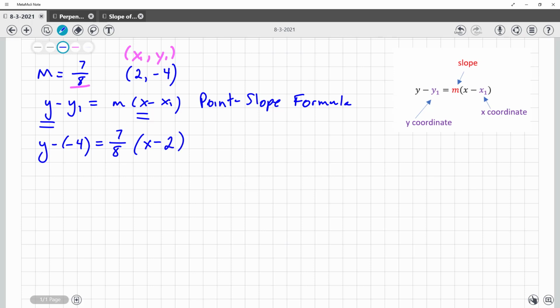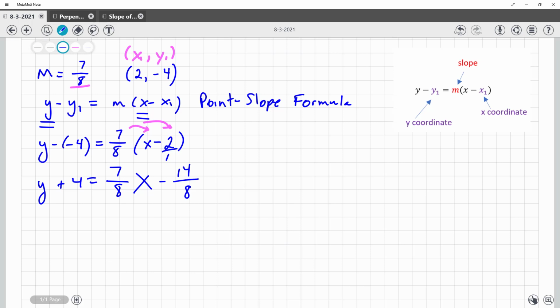And now from here, you just simply solve this for y. So a negative and a negative is a positive. I am going to distribute. So 7/8 times x is 7/8x. And then notice you could write 2 as 2 over 1. So that would become 7 times 2, 14, 8 times 1, 8. One more step still to go.